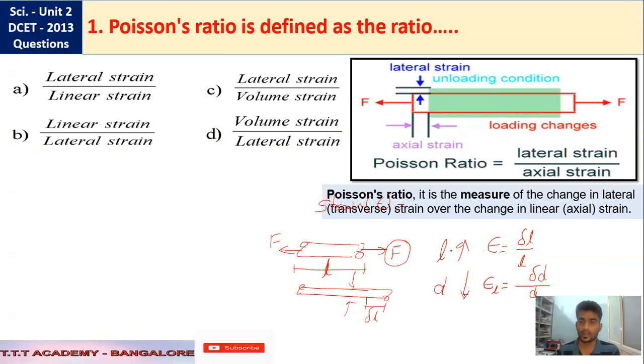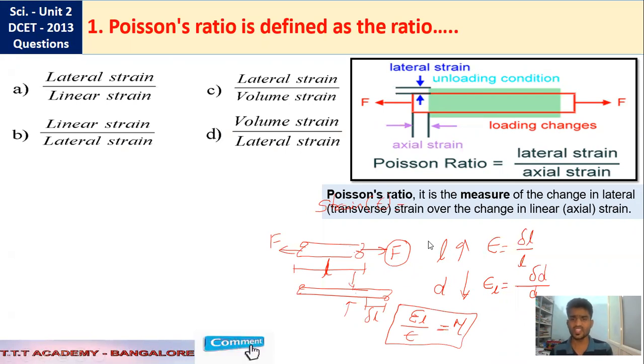Next, dear students, you can observe here that the ratio of lateral strain by linear strain, we are going to call a Poisson's ratio. The Poisson's ratio is usually denoted by the letter mu. The Poisson's ratio is denoted by mu and it measures the change in lateral or transverse strain over a change in linear or axial strain or longitudinal strain. So this expresses the material properties. This Poisson's ratio measures the material properties as well as expresses the material behavior.